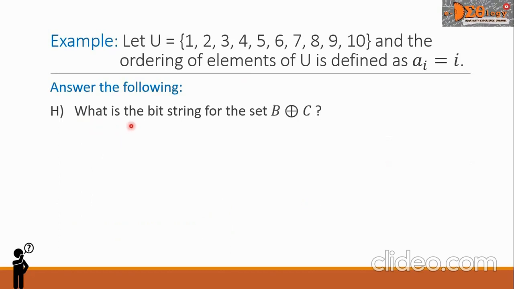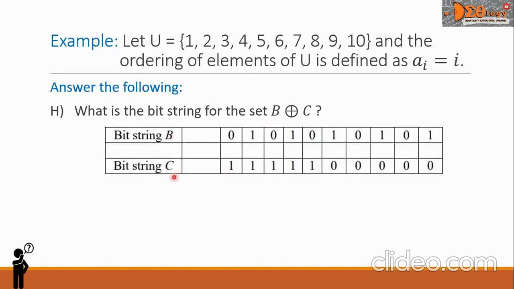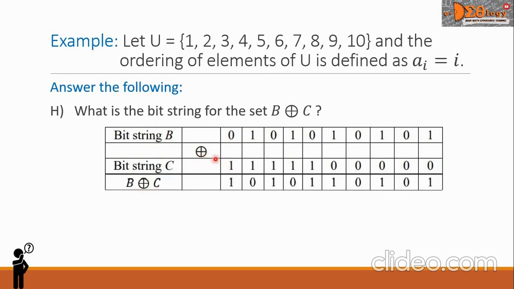Letter H. What is the bit string for the set B XOR C? The bit strings B and C are here. For the XOR, we will get a value of 1 if one of the elements is exactly 1 and the other must be 0. So B XOR C will be like this. 0 XOR 1 is 1. 1 XOR 1 is 0. 0 XOR 1 is 1. 1 XOR 1 is 0. 0 XOR 1 is 1.